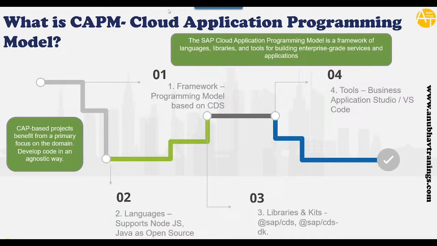You will see it in a minute when I go to the system. It supports different languages which are powered by open source technologies like Node and Java. It comes with pre-packaged libraries and kits like SAP CDS and CDS DK. And finally, the tools of choice: you can decide VS Code or Business Application Studio. For your information, I will be covering both as part of our training. So you will get comfortable with both tools when it comes to building applications using CAPM.